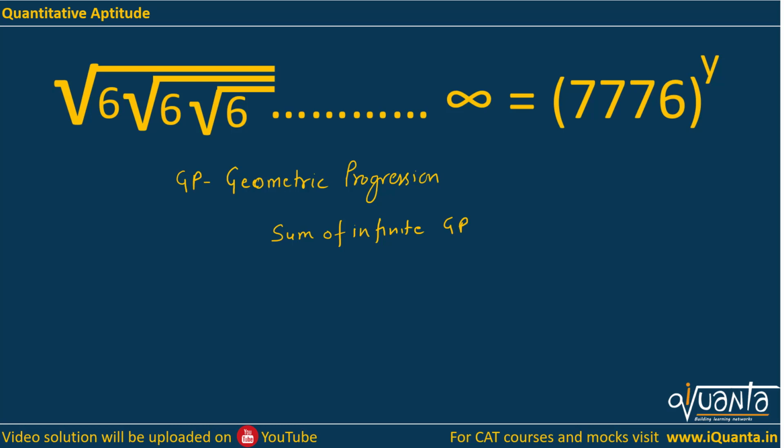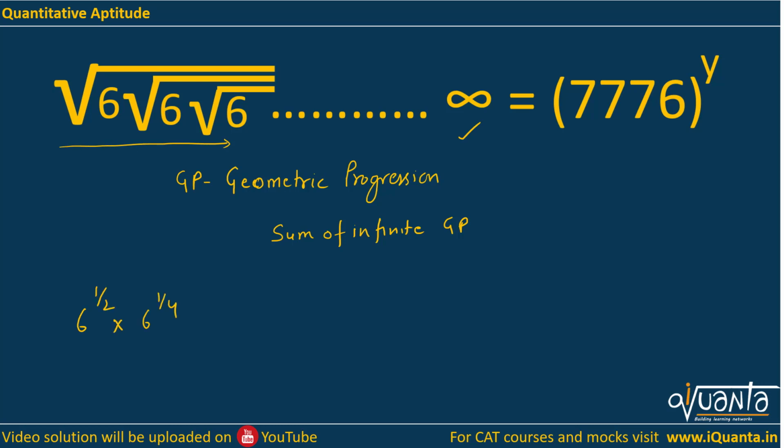See, we have been given under root 6, then whole under root 6, then whole under root 6, and this is going till infinity. We have infinite roots inside each other. So if I separate these under roots, what will I get? First of all, I'll get 6 to the power 1 by 2. Then we'll multiply it by 6 to the power 1 by 4.